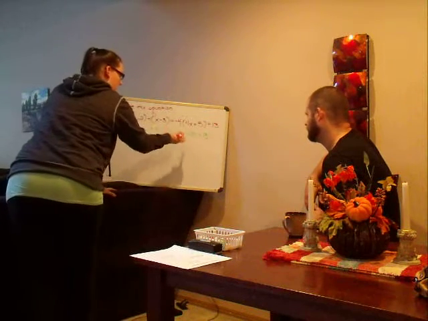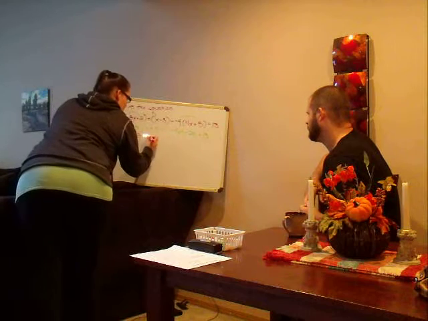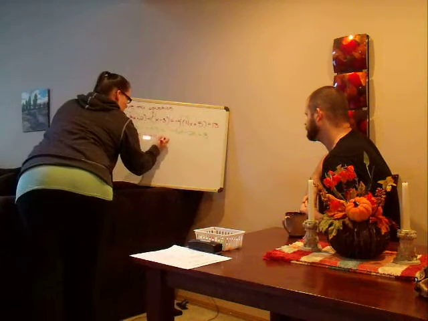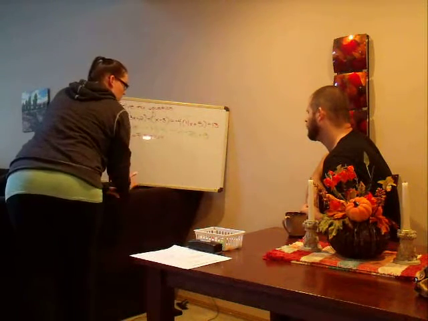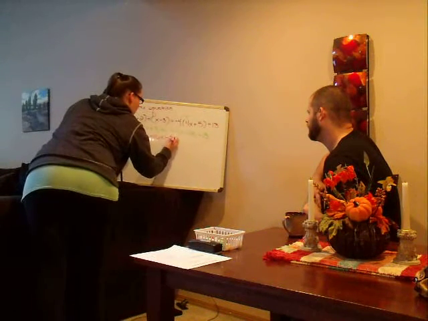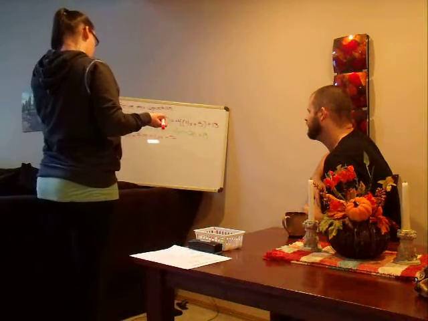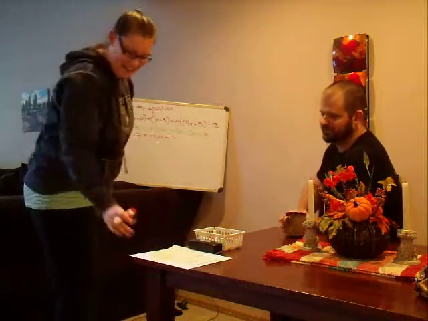Equals. And then on this side, we don't have anything with a variable, so it's just going to be negative 16x. But then we have two whole numbers. So minus 7. Ooh, they're equal on each side. They are.